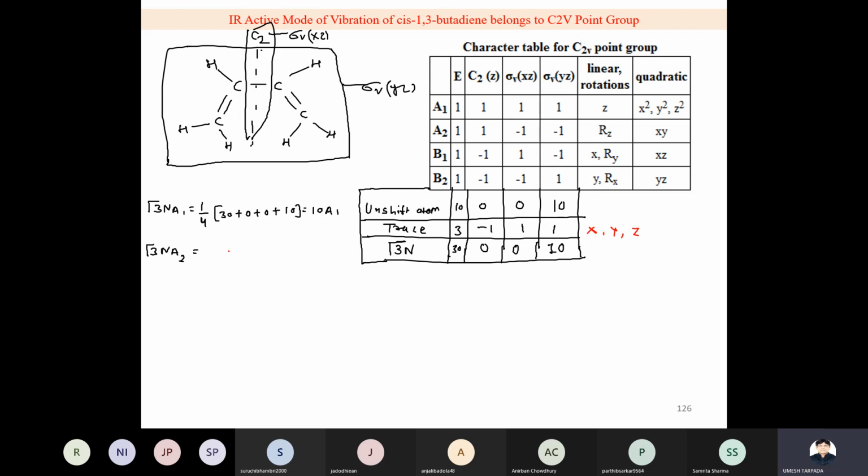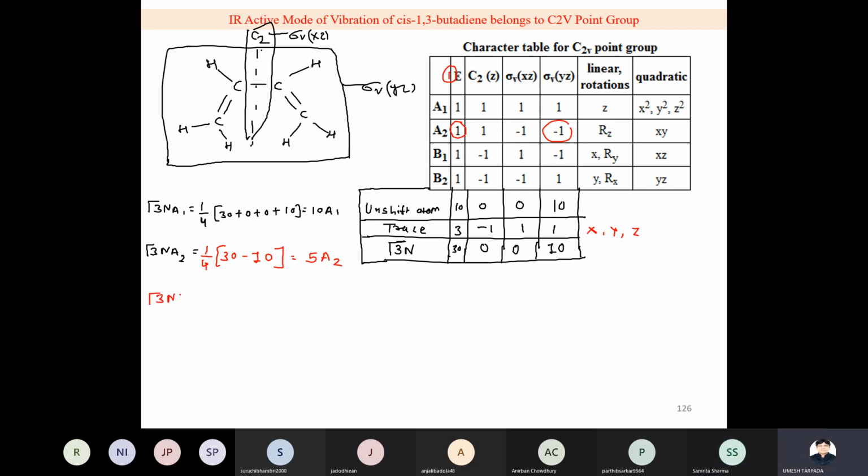Now we go for the number of times A2. So the number of times A2 is equal to 1 upon 4, that is the group order. Now see here, it is 30. So 30 into A2, that is 1 into coefficient 1, so that is 30. The next is 0 into 0, and 0 into anything is 0, so these two values are 0. Now the last one, 10 into minus 1 into 1, that is minus 10. So 30 minus 10 is 20, by 4. How many times A2? 5A2. Yes, it is 5A2.